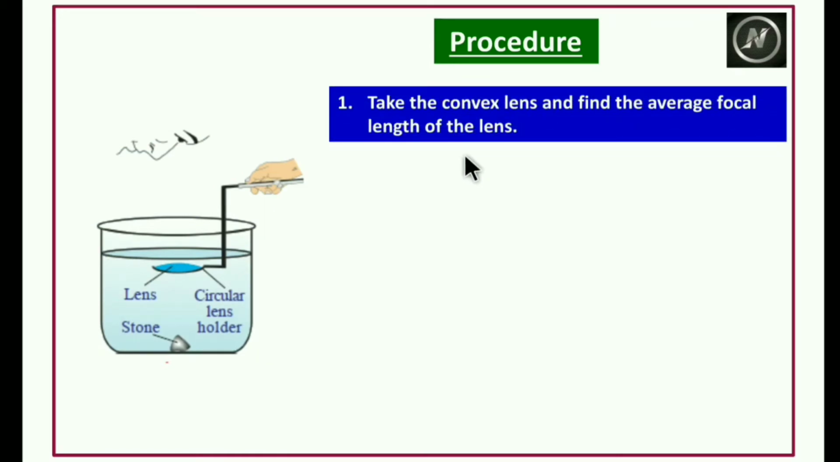Take the convex lens and find the average focal length of the lens. First we have to take the convex lens. So we have to find out the average focal length of the lens by using the previous activity. In our previous session, we discussed one activity. By using that activity, we have to find out the average focal length of the lens.